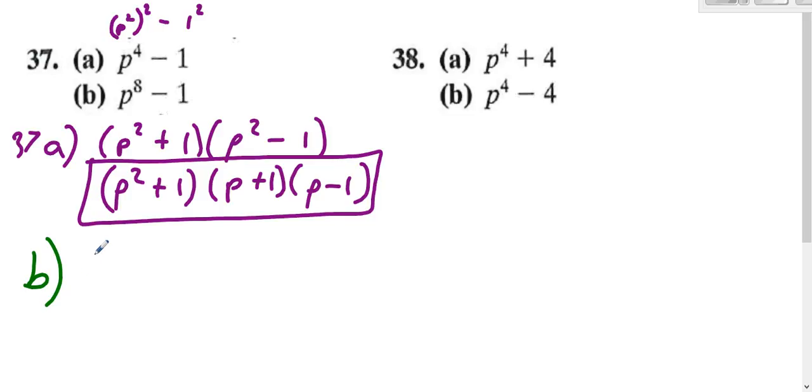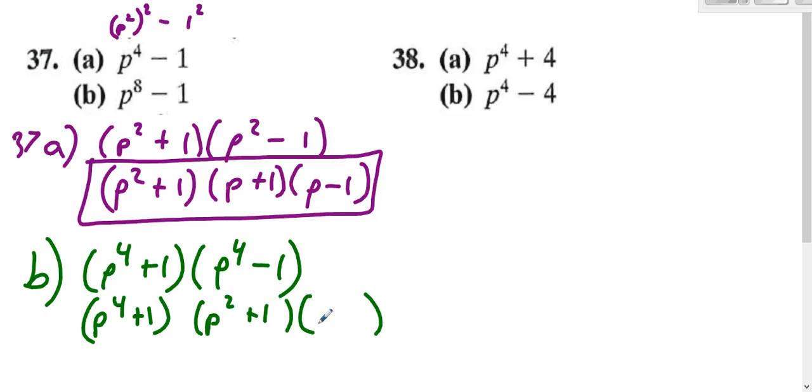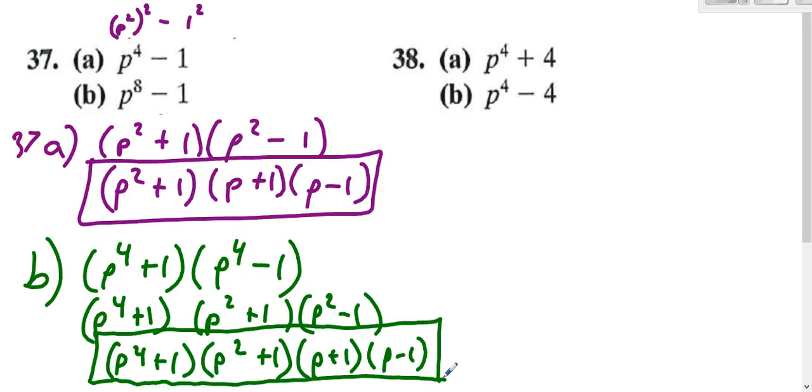For B, it's very similar. You split it up. You get p to the fourth plus 1 and p to the fourth minus 1. You cannot split it up any further. You can't factor it if it's a plus, but if it's a minus, you can. So that'd be p squared plus 1, p squared minus 1. Since it has a plus, you can't split that one up more, but the minus with the perfect squares, you can. You end up getting a whole bunch of factors. Just like that.